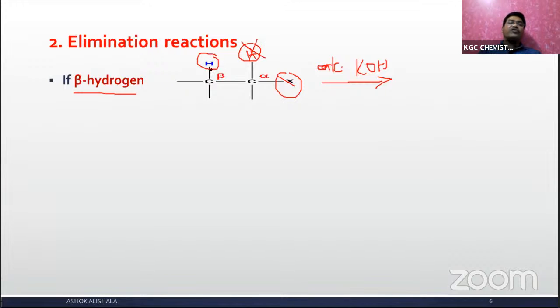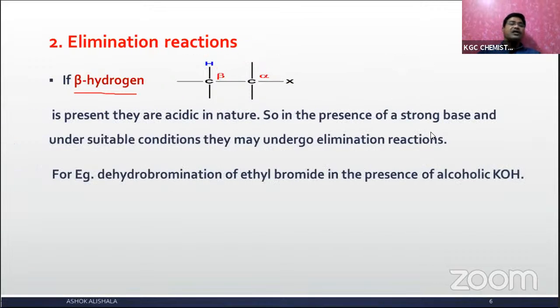Only when the hydrogen on the adjacent carbon, the beta position, is available, then only do they undergo elimination. That's why it is called beta elimination. See, in this way, the elimination will occur. This beta hydrogen is present.